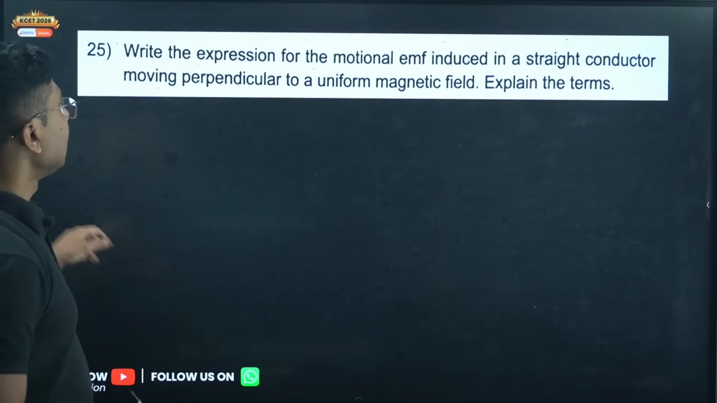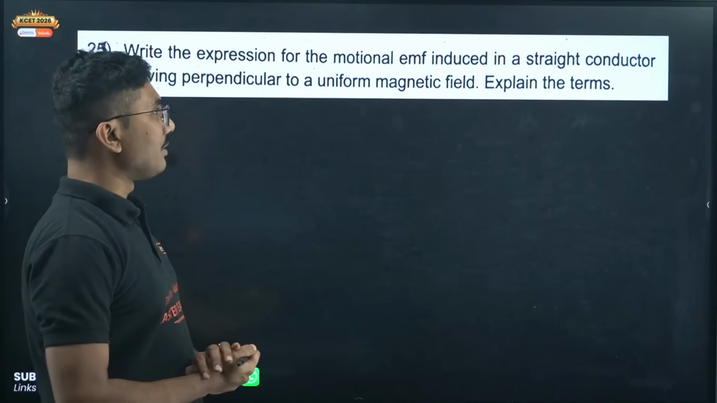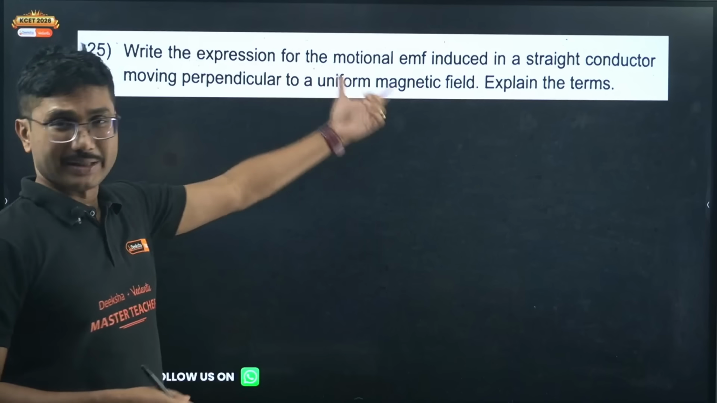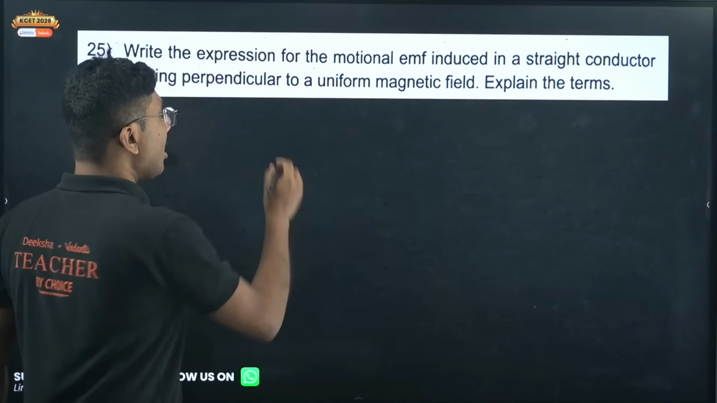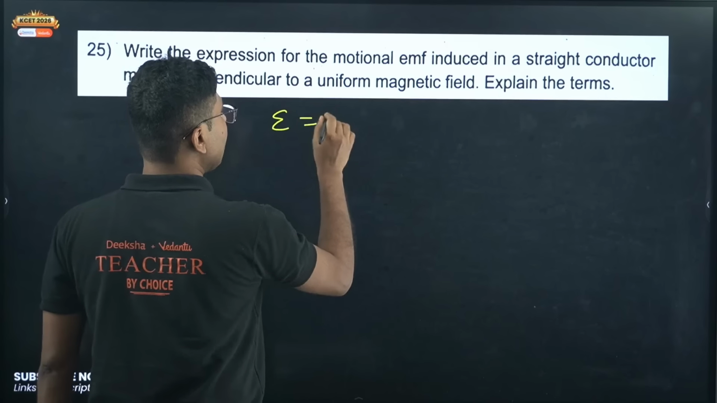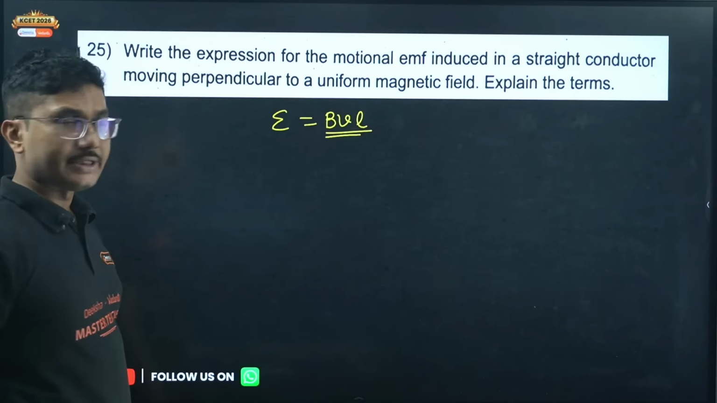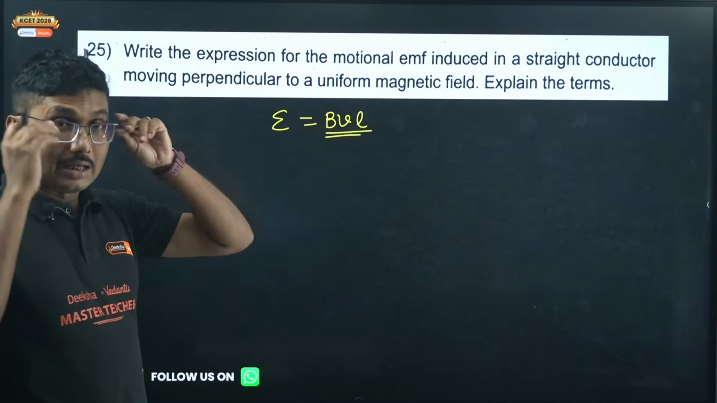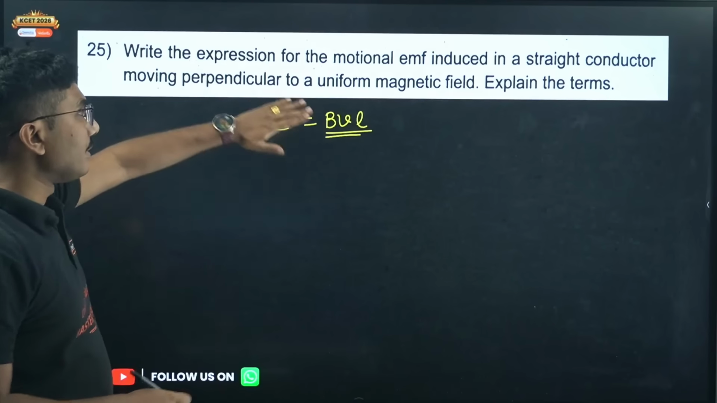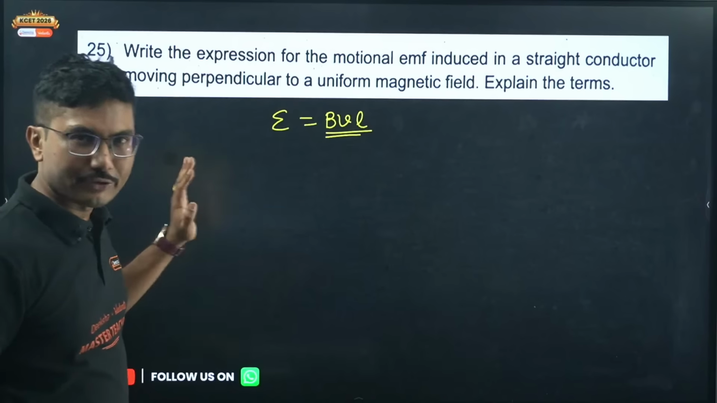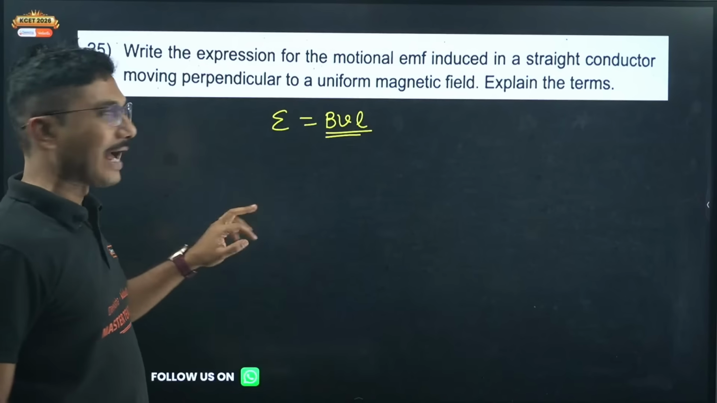Next. Write the expression for motional EMF induced in a straight conductor moving perpendicular to a uniform magnetic field. Explain the terms. This is not a derivation. The only thing you have to write is emf equals BVL, and then mention that B is magnetic field, V is velocity of the rod, and L is the length of the rod. Mention this so you get full marks. No derivation is required for this question. If you have done a derivation, that was not asked in this question.